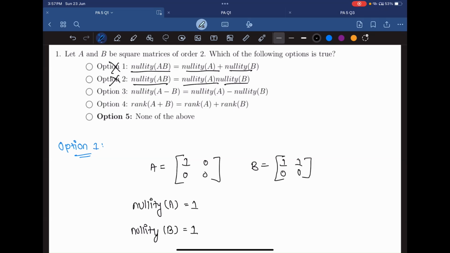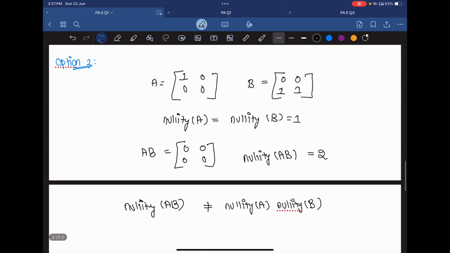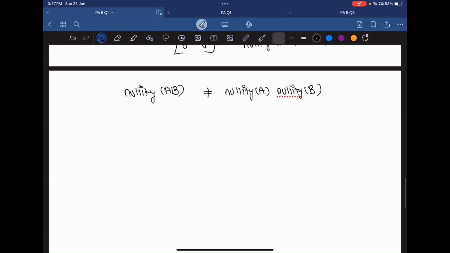So what we are basically doing here is, instead of trying to prove a statement, we are trying to disprove it by taking counter examples. That's what we are going to do for option 3 also, that nullity of A minus B is equal to nullity of A minus nullity of B. The best way to disprove any statement in mathematics is to just find one counter example for that statement. Now option 3.